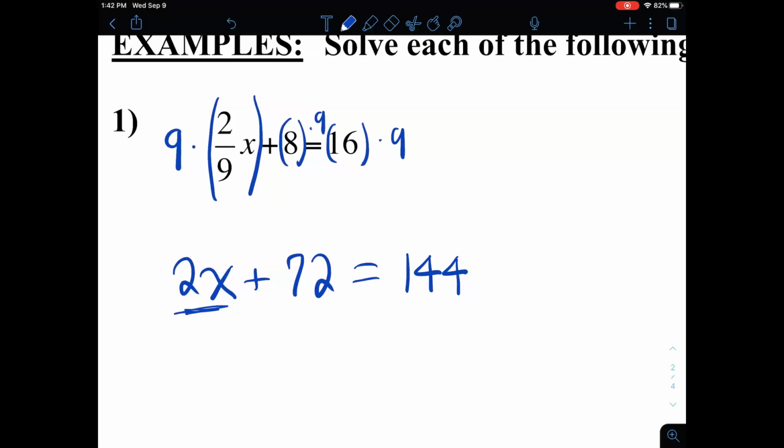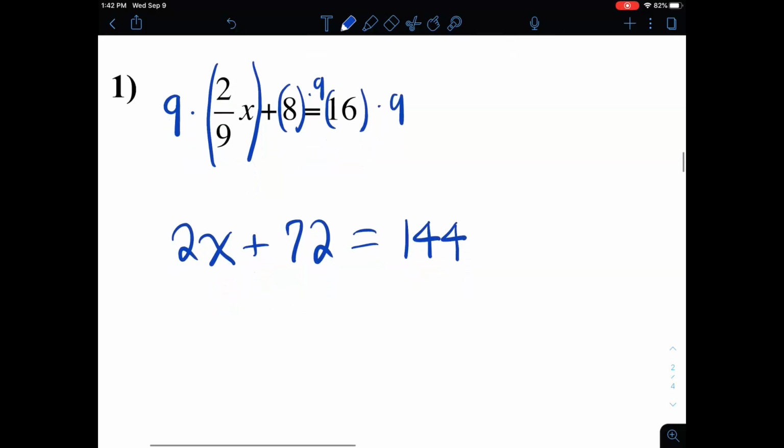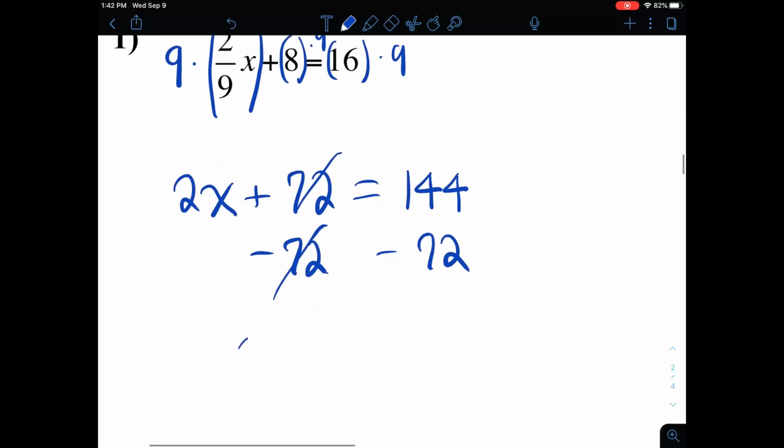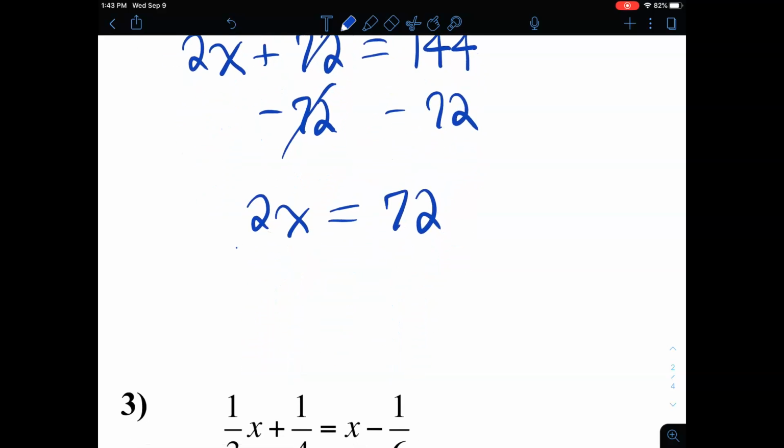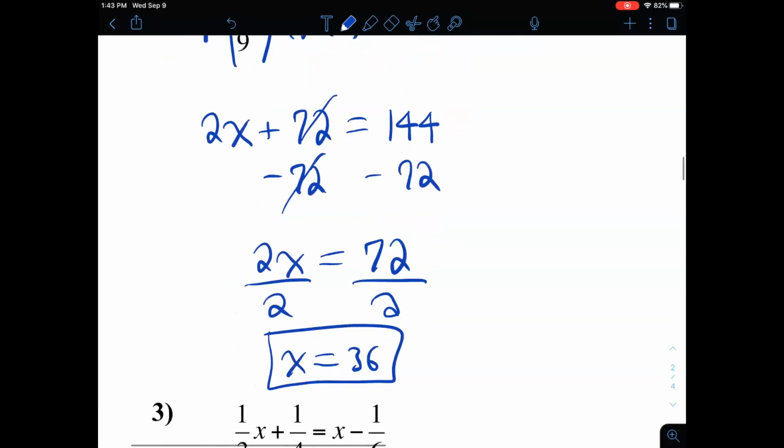We have this 2 times x, and we have the 72. We want to move stuff away from x. So what are we going to do first to move stuff away from x? We're going to subtract 72 from both sides. So now we have 2x equals 144 minus 72, which is 72. And the last step to solve for x is to divide by 2. X is going to equal 36.